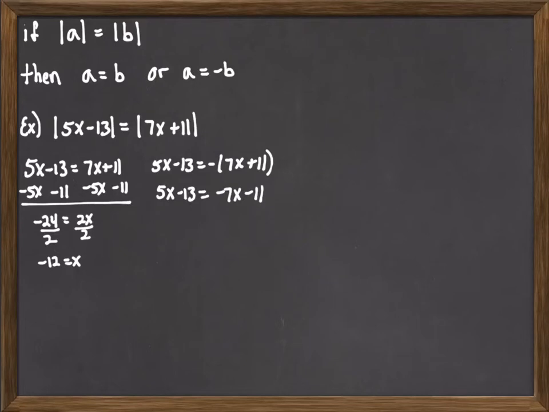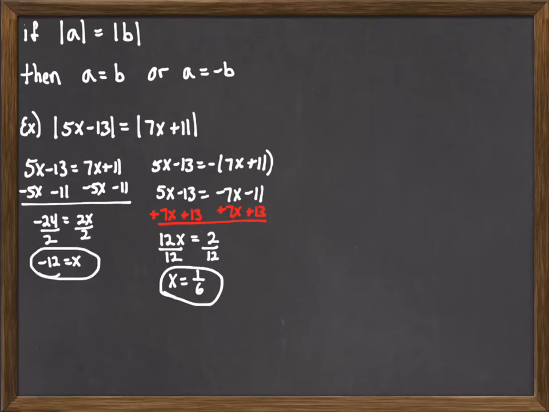In the second equation, I would begin by distributing that negative sign on the right hand side to get negative 7x minus 11, and then proceed to solve the equation. This time I'm going to move the 7x over by adding it. That puts the variable on the left hand side as 12x, and while I'm at it, I move the 13 over to the other side by adding 13 to both sides. So I get 12x equals 2, divide both sides by 12, and I get the answer x equals 1/6. And so we have two solutions to this equation.